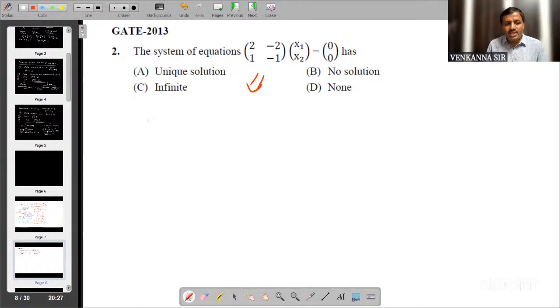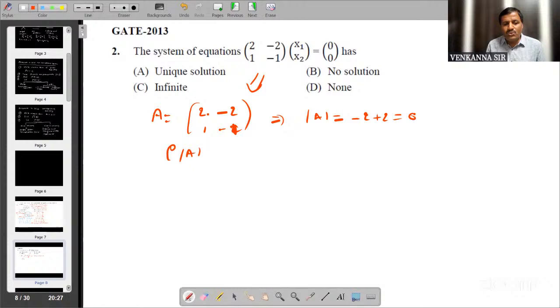What you have to do here? Just find out the rank of A, that is enough. What is A here? 2 minus 2, 1 minus 1. This is our A. Find the rank of A. If you calculate the determinant of A, what is the result? Minus 2 plus 2 equal to 0. Determinant of A is 0 means rank of A is equal to 1 in this case. Rank of A is not 2. Rank of A equal to 1.